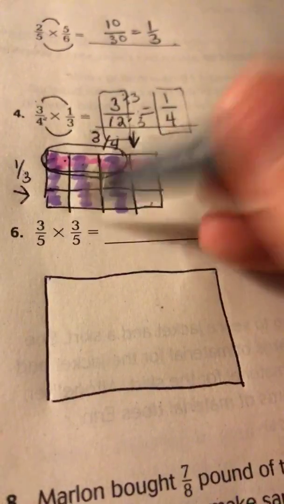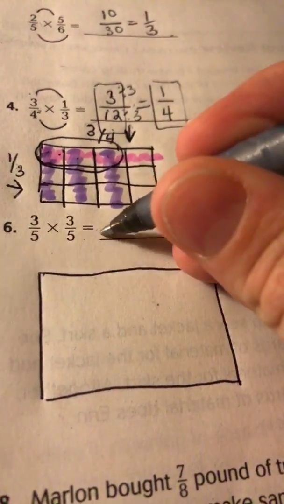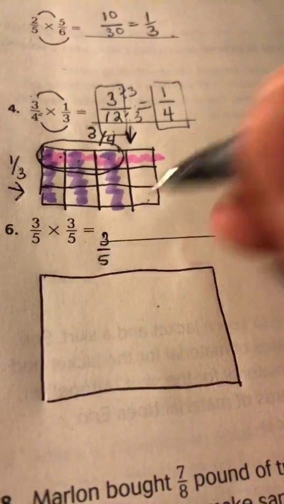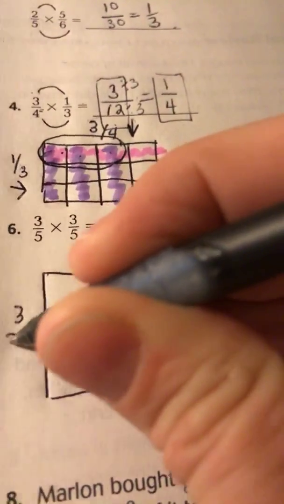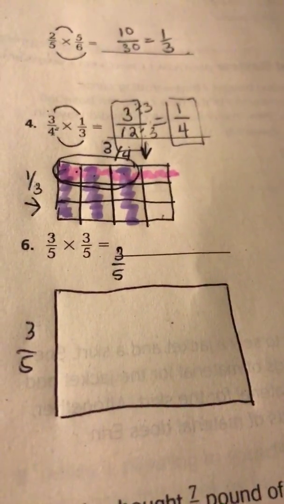All right. 3/5 times 3/5. Well, that's lucky because it really doesn't matter how you label it because they're both 3/5. So here, I'm going to divide it into fifths, which means how many lines am I going to draw?